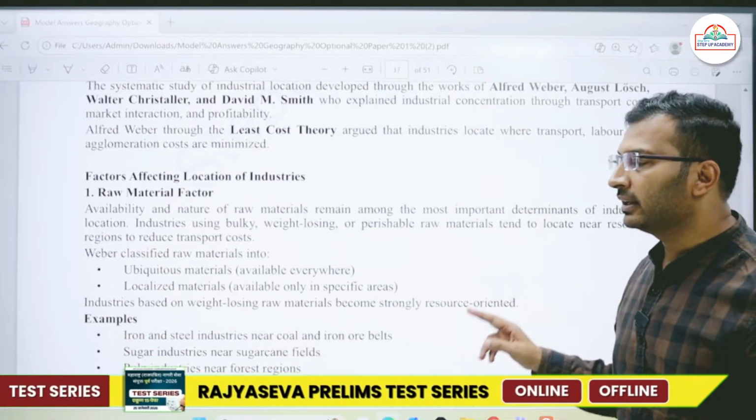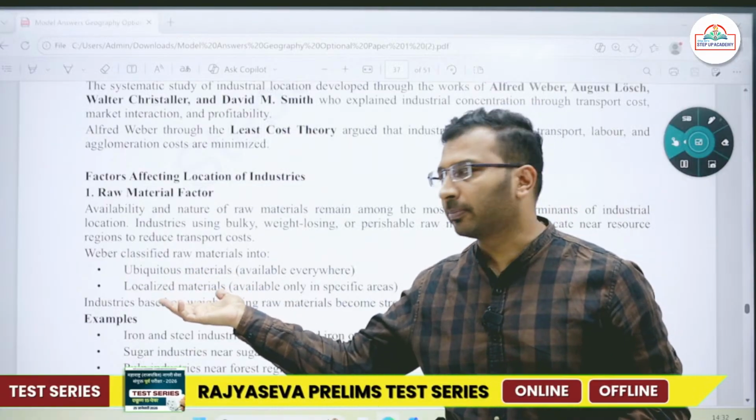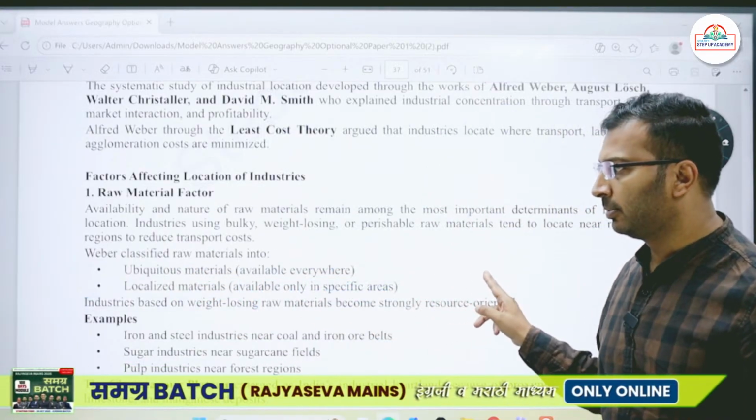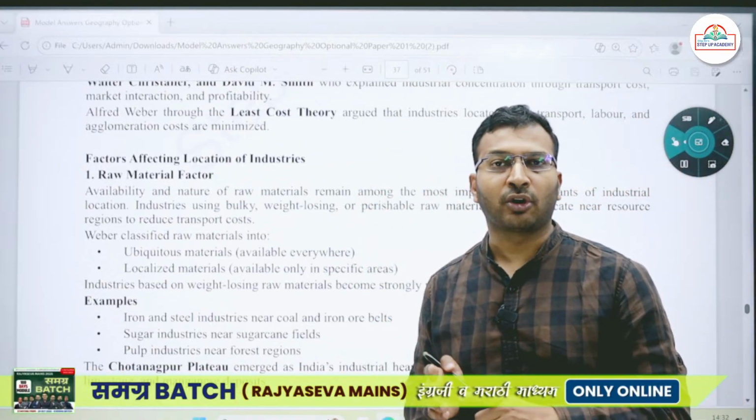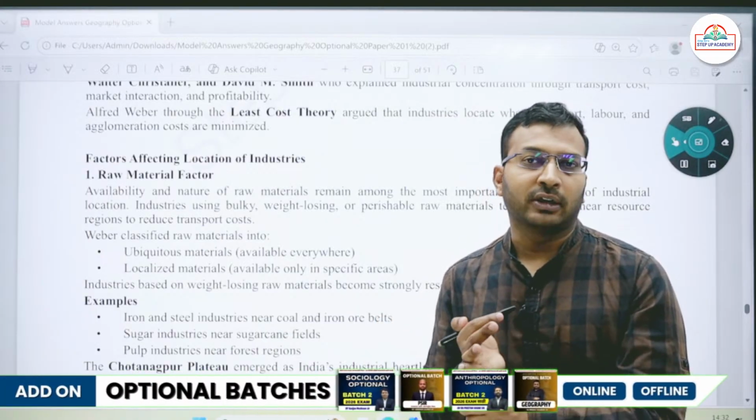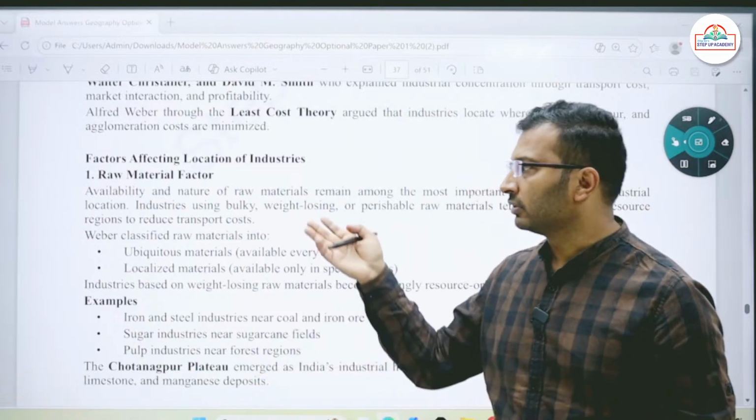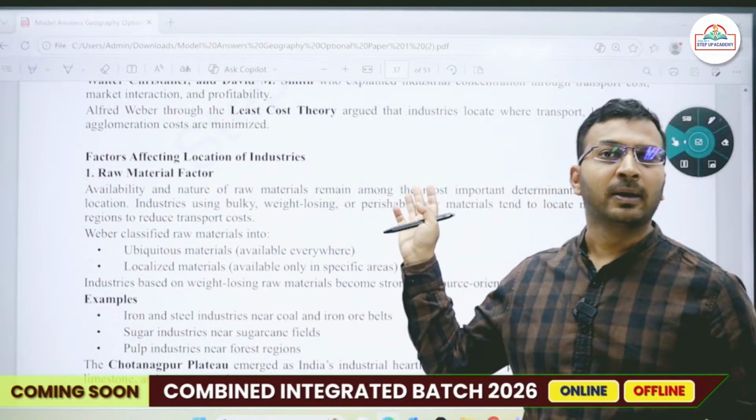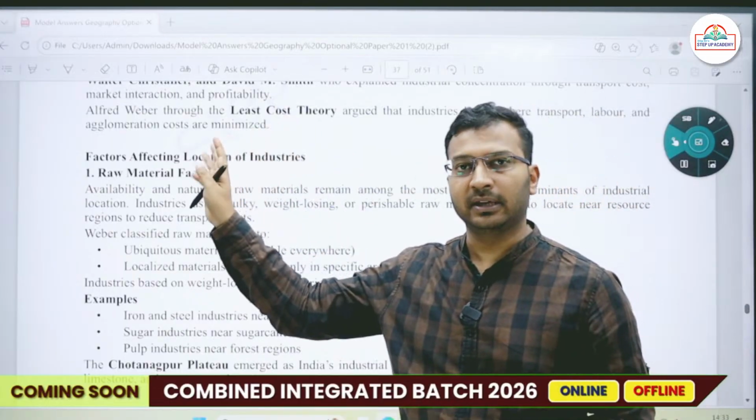The raw material can be of two types. It might be a universally present raw material, or it might be some localized material as well. Depending upon whether the raw material is very bulky, whether it is weight losing, for example sugarcane, which is bulky and weight losing, or whether it is a perishable raw material, the location of industry will be decided.